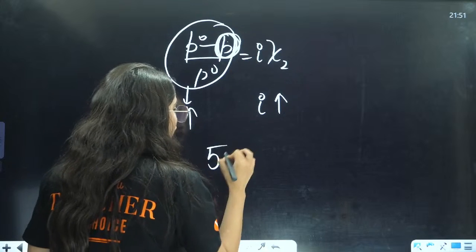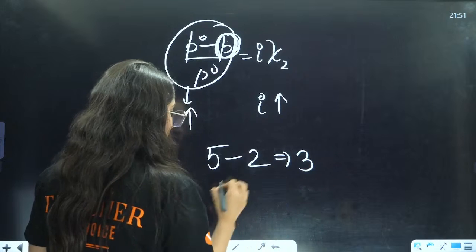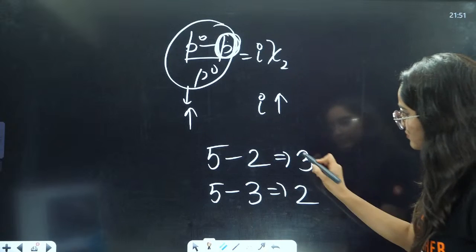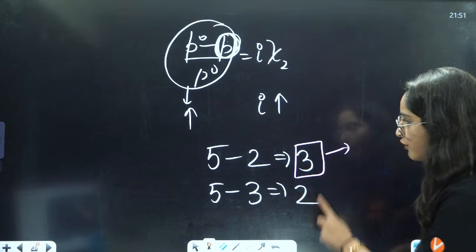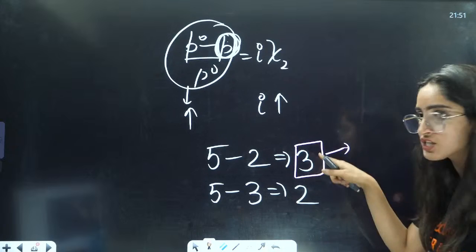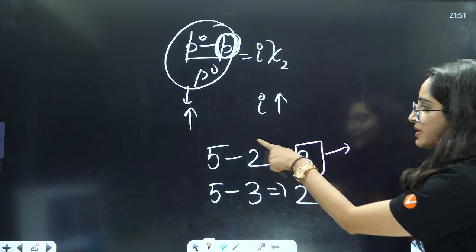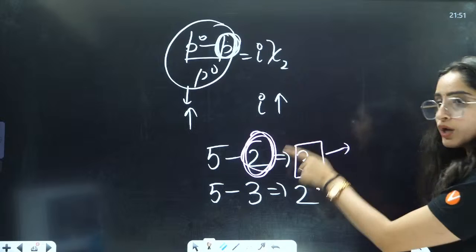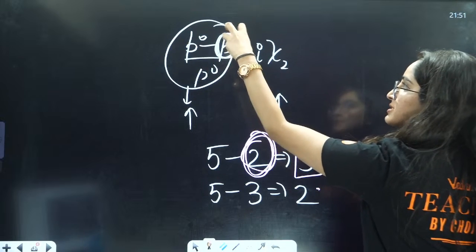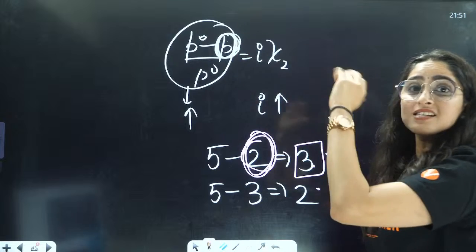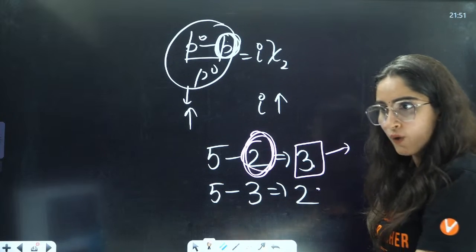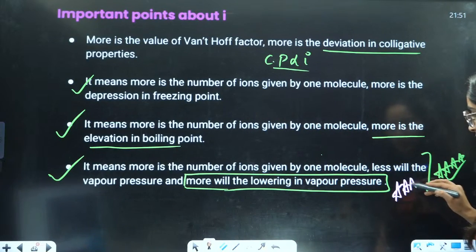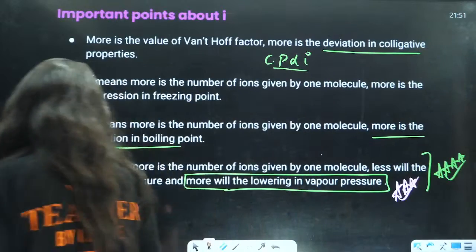If I am saying 5 minus 2 is equal to 3 and 5 minus 3 is equal to 2, I am saying that this whole term is more out of this, the subtraction is more. The subtraction means 3 is more. If 3 is more, that means the amount that we have subtracted is less, so 2 is the less quantity. So if this whole term is more, that means the vapor pressure to which it has decreased is less. That is why this becomes very, very important. Understood this point? It's a very important point.